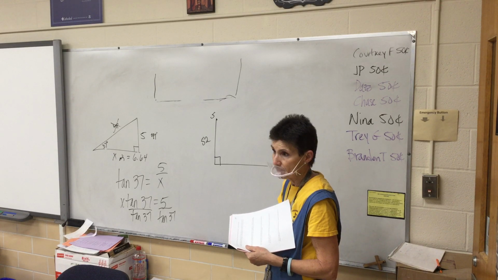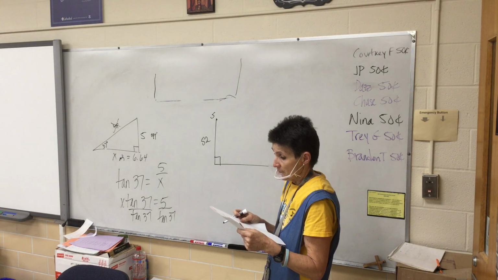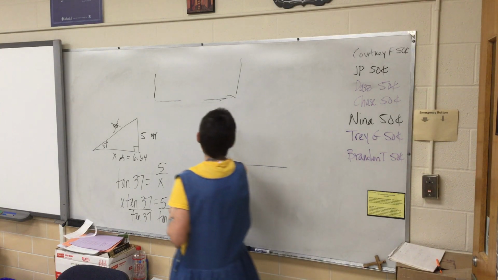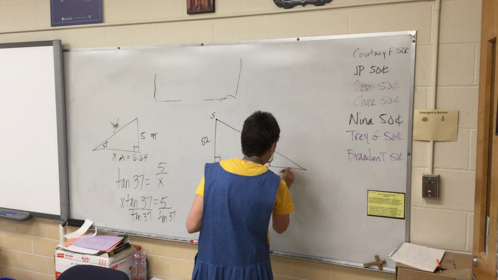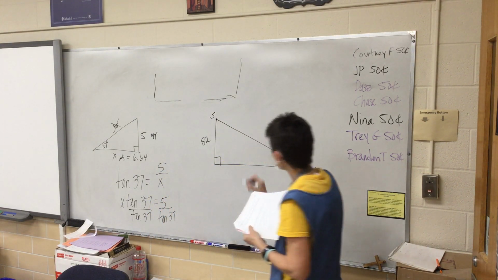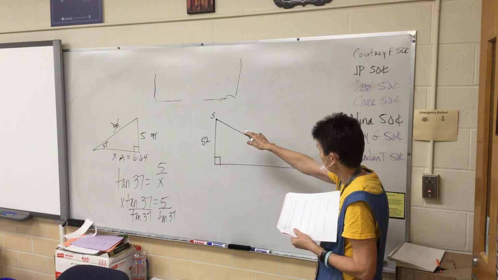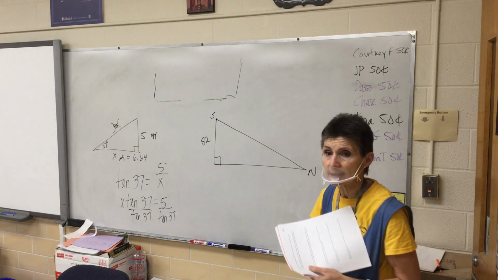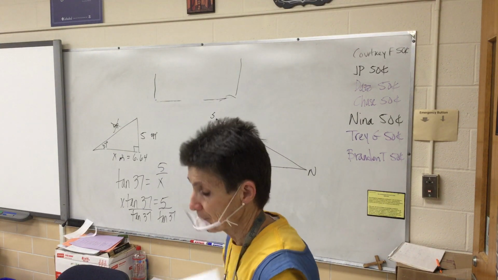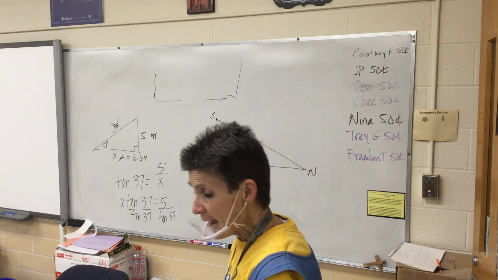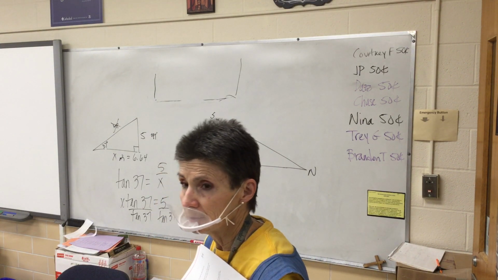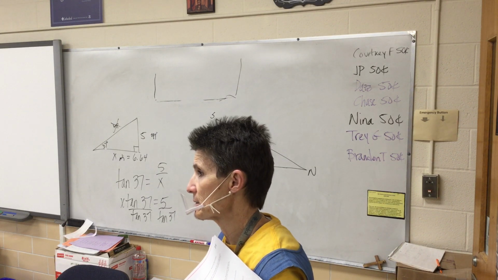So far, so good? The squirrel is looking at a nut on the ground. So here's the situation. The squirrel's sitting up there in the tree, and he's looking at a nut on the ground. His angle of depression is 23 degrees.